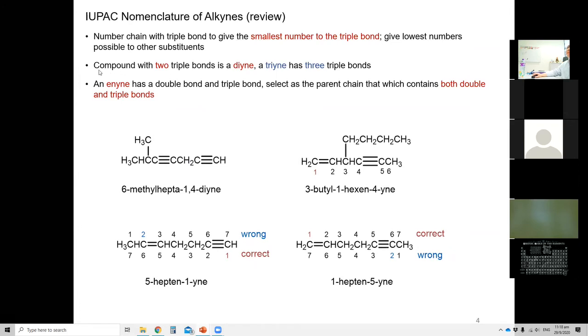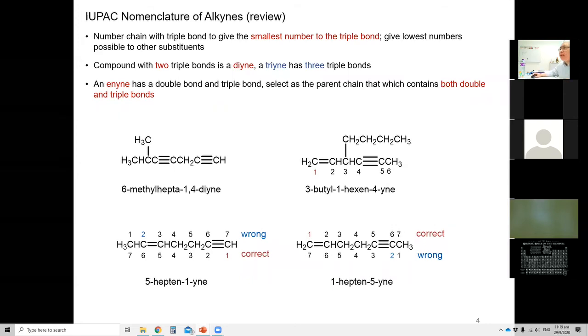A compound with two triple bonds like this one is called a diyne, and a triyne, as an extension, has three triple bonds. And an enyne has a double bond and a triple bond, so it's a multifunctional molecule. When you see this kind of problem asking you to name an enyne, you need to include both the ene, the alkene, and the yne, the alkyne, in the parent chain. So the parent chain must contain both double and triple bonds.